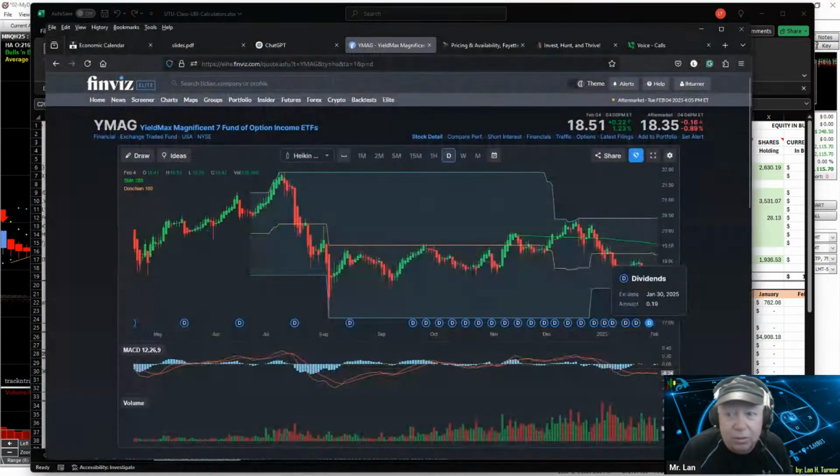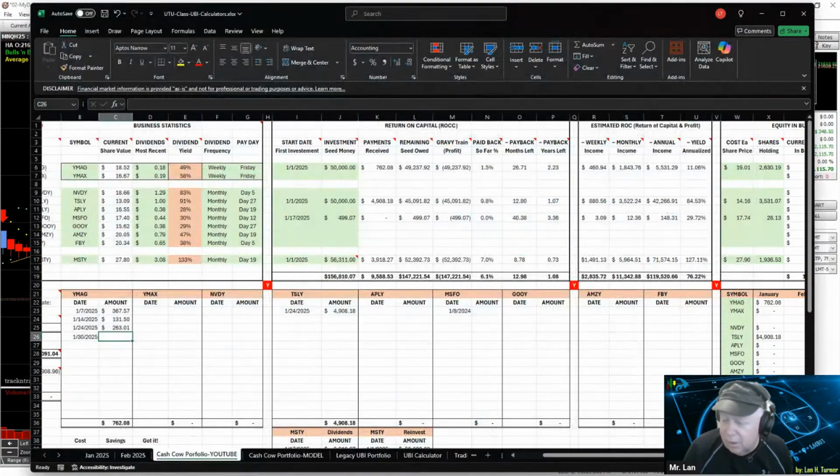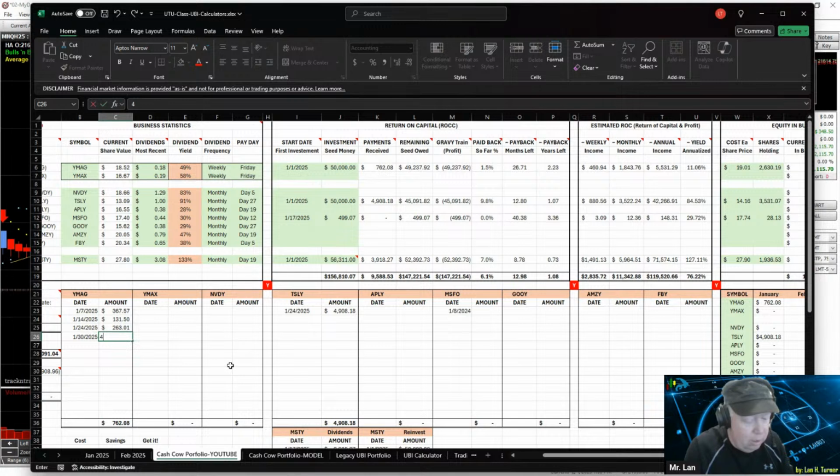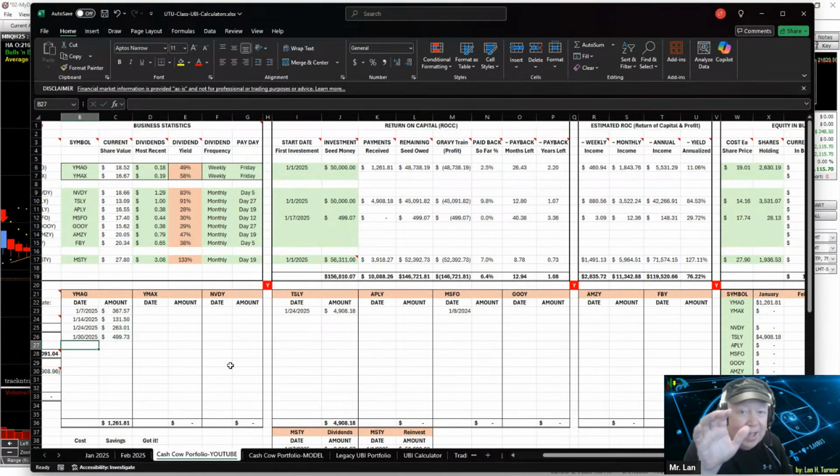Can't remember, how much was the pennies? 19 pennies, 0.19, equals $499. Baby. $499.73 in dividends. Bam, just like that. Okay, so that brings that number up there.